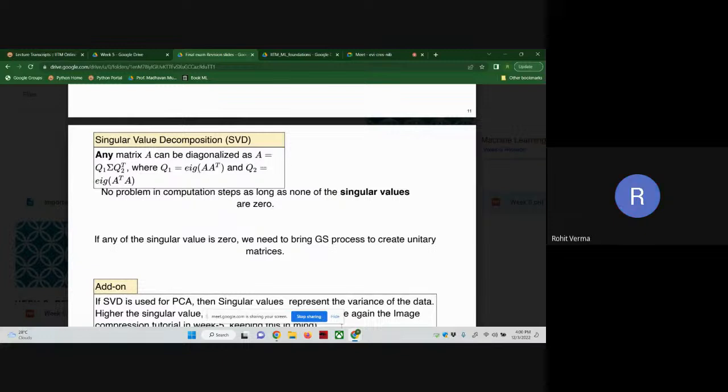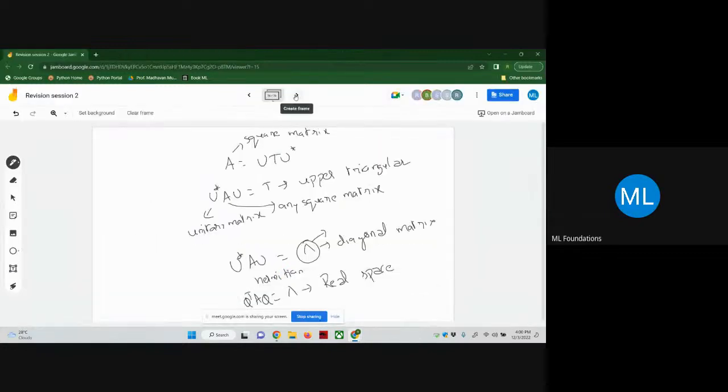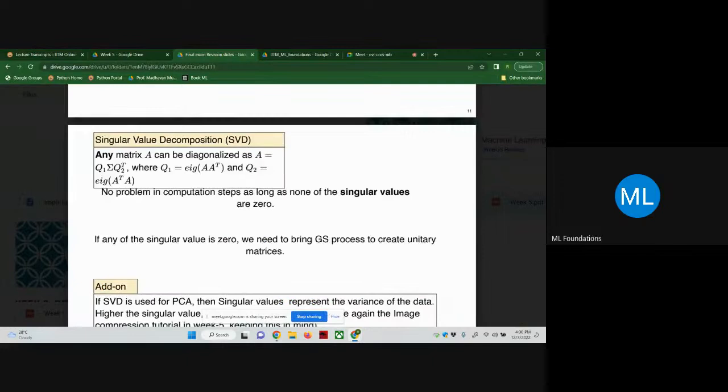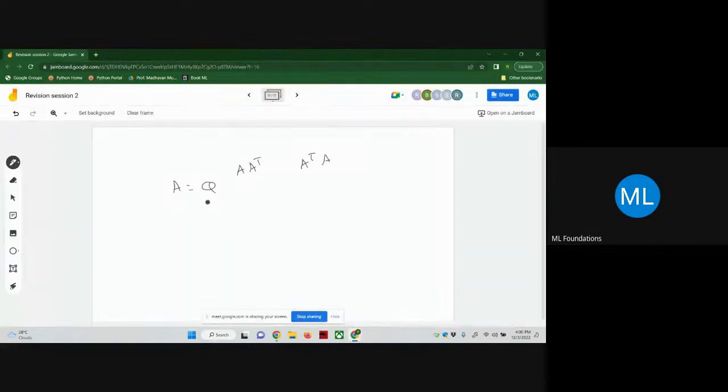There's a trick. Let me tell you. Here we have the eigenvectors of A A transpose and A transpose A. A should be equal to Q1 sigma Q2 transpose. A is M cross N, so obviously Q1 should be M cross something, and that is going to be M cross M.